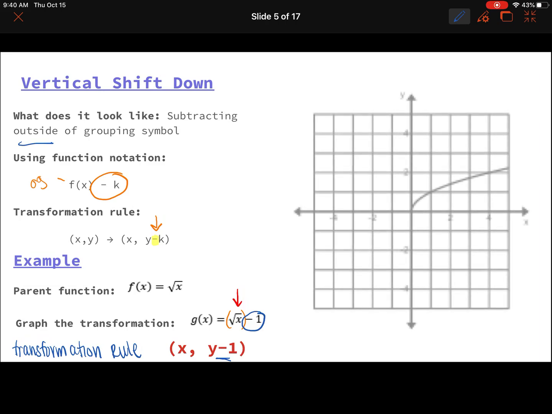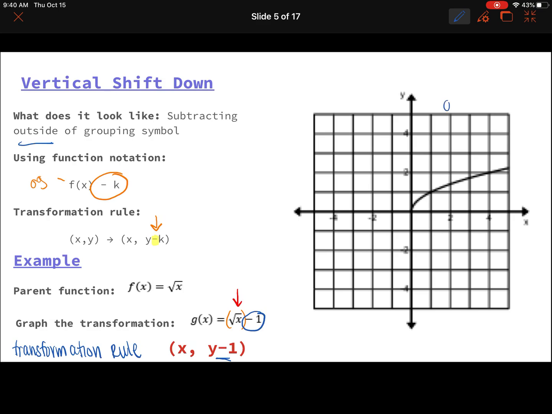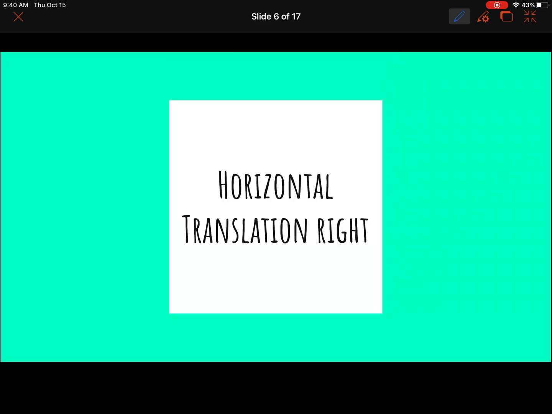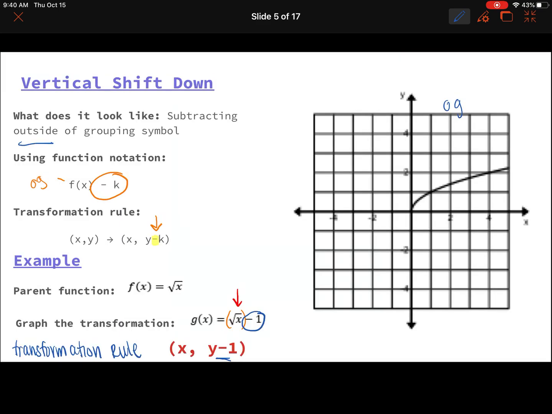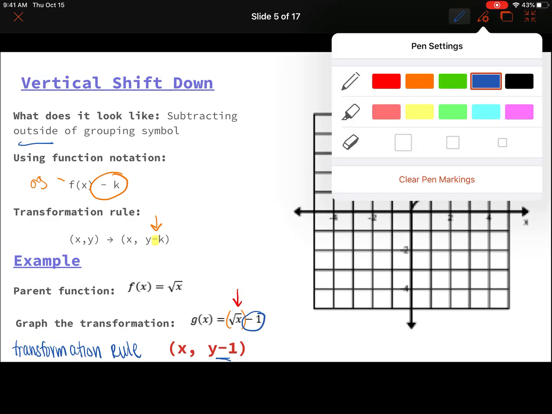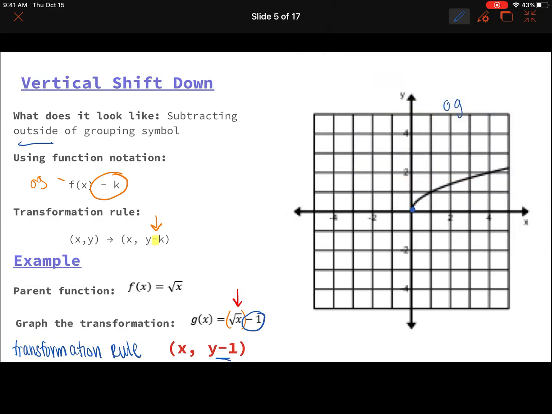So when I bring my new graph, this is the original, so OG. Now, what I need to do is I'm going to make points again. So 0, 0. Look, I am choosing points, right, that are exactly on a coordinate. It's much easier than trying to find decimals and so on, okay? So my parent function, I'll do these in blue, is 0, 0, 1, 1, and then 4, 2, okay?